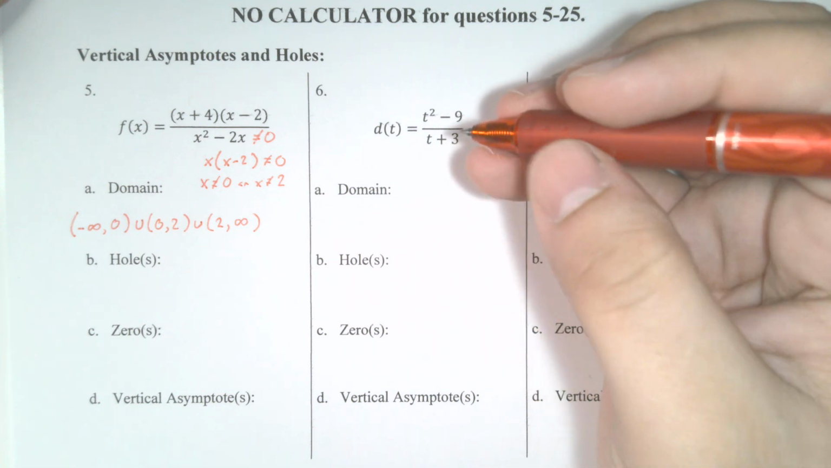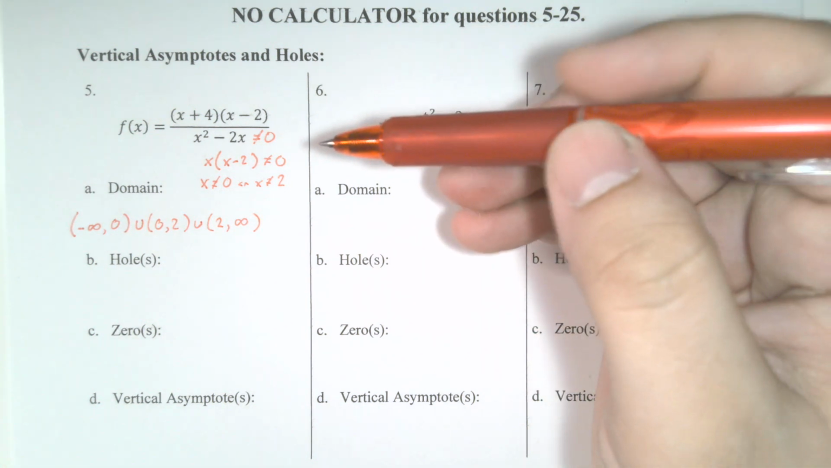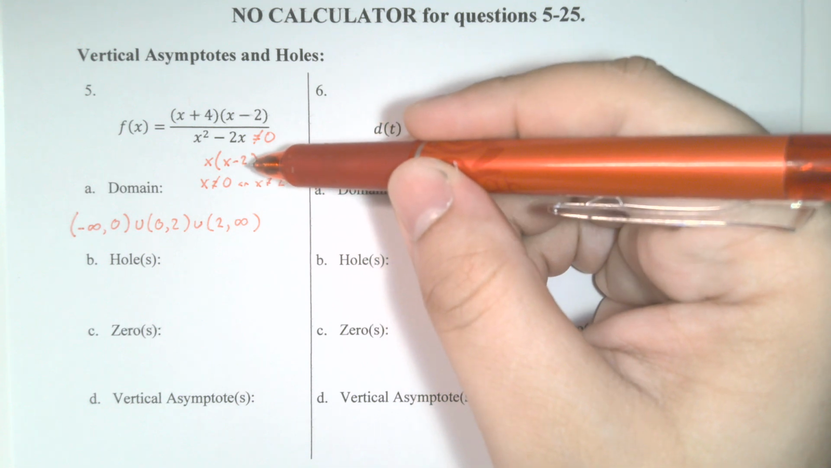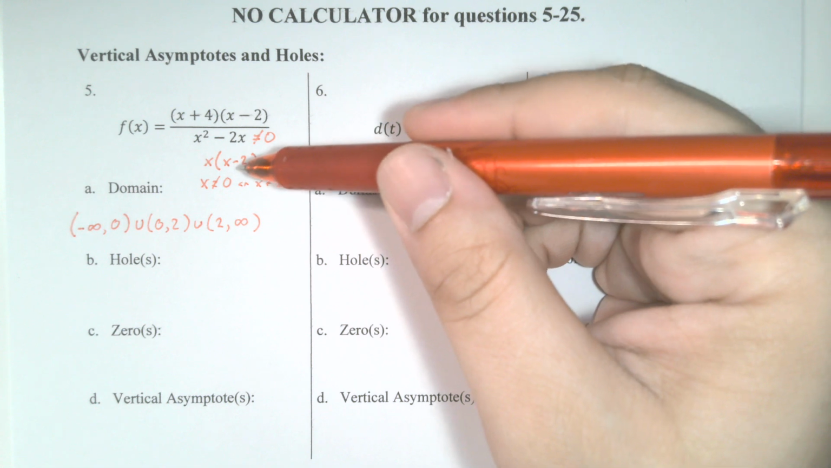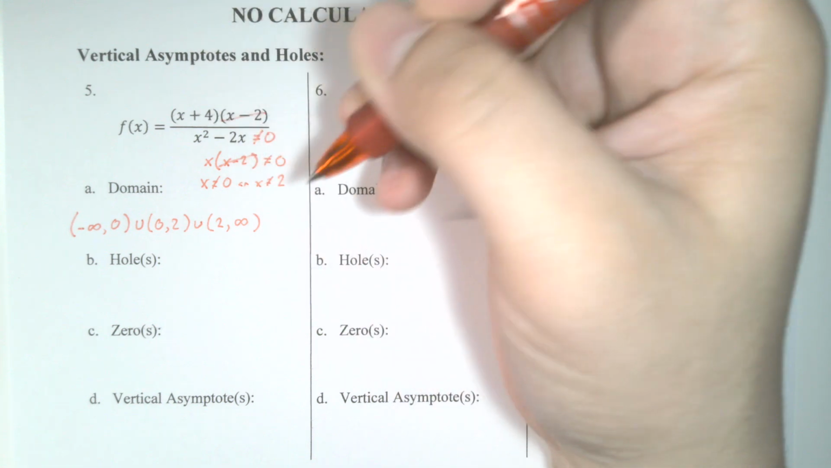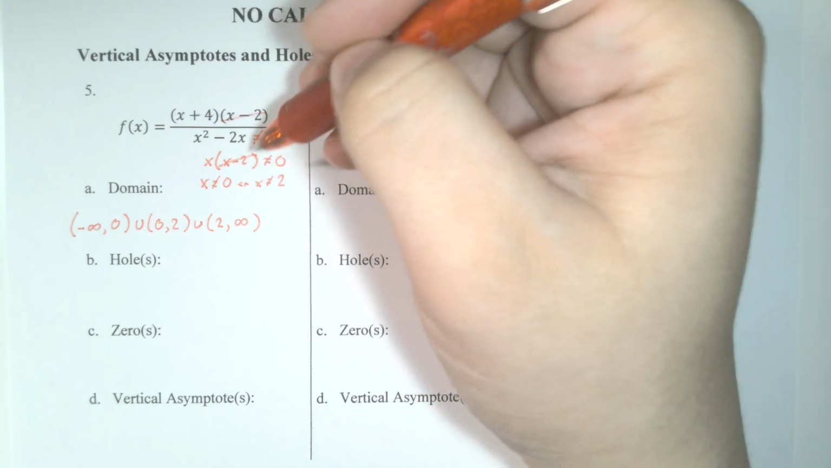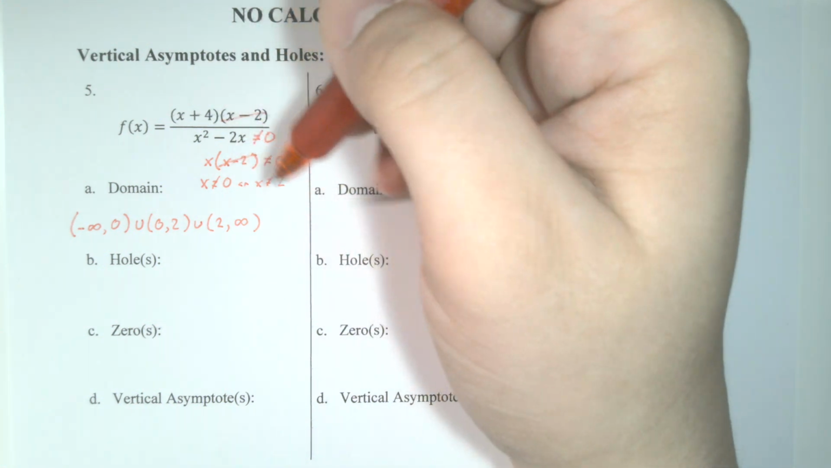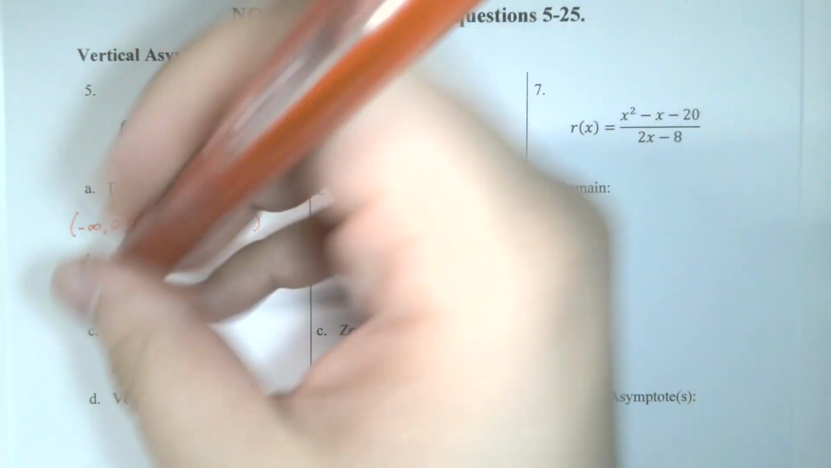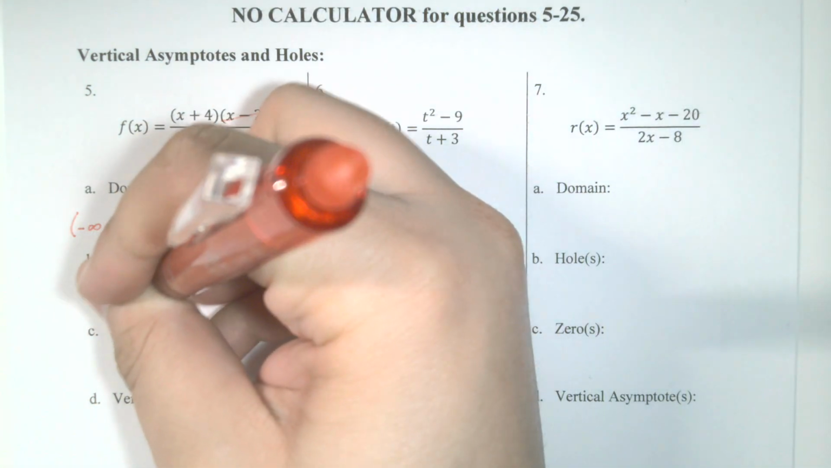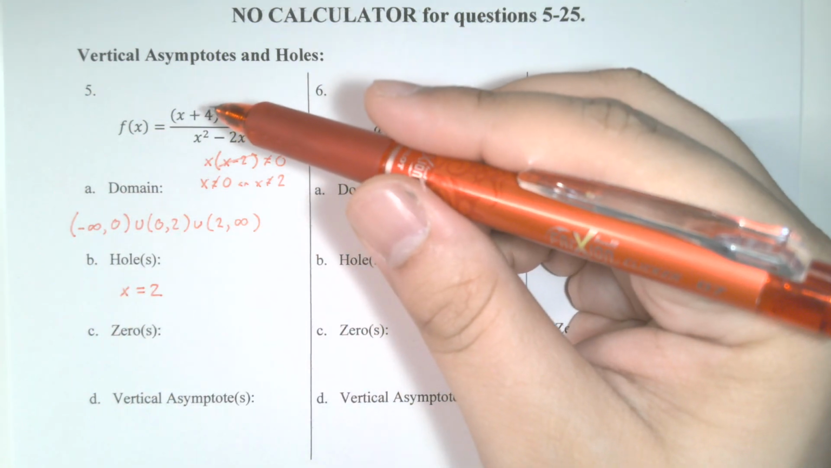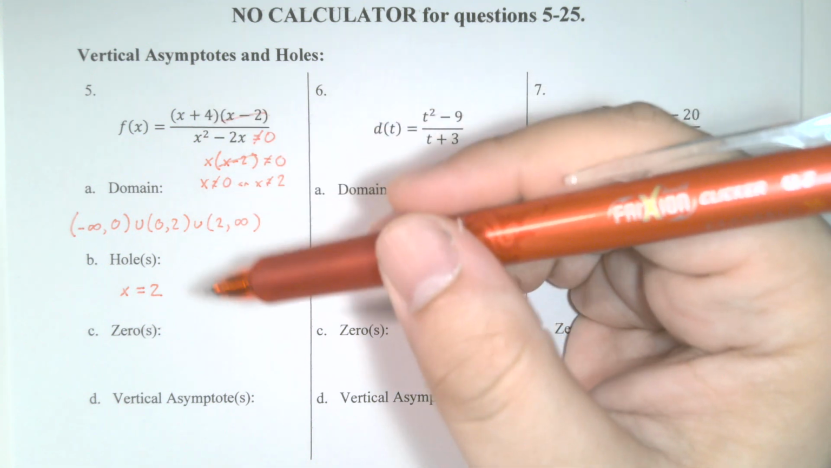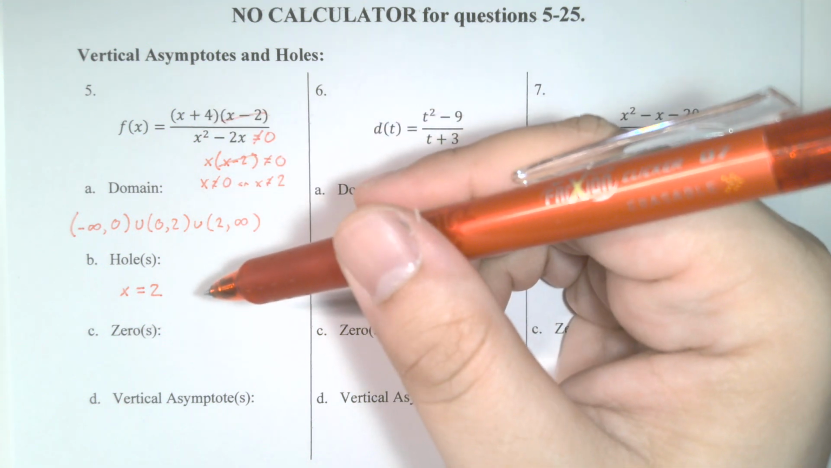Now, what about holes? Well, look, if we've already factored this here, look at our common factors up here. We have an x minus 2 up here, and we have an x minus 2 down here. So since we have a common factor, we know that since those factors would cancel out, we have a hole at x is equal to 2. So we have a hole at x equals 2, and because we have no other common factors between the top and bottom, then that's it. Just have a hole there.